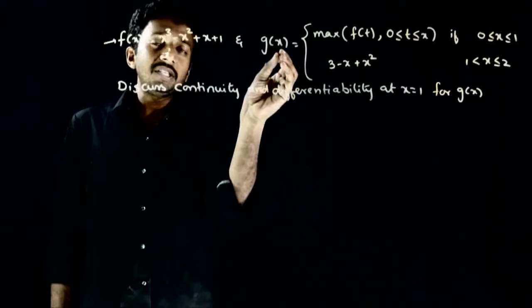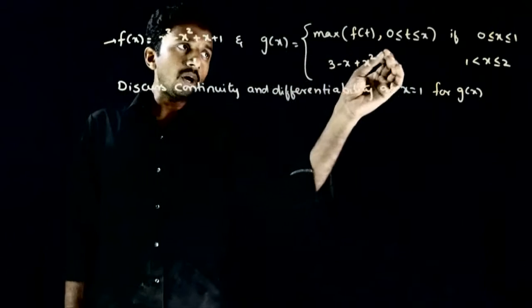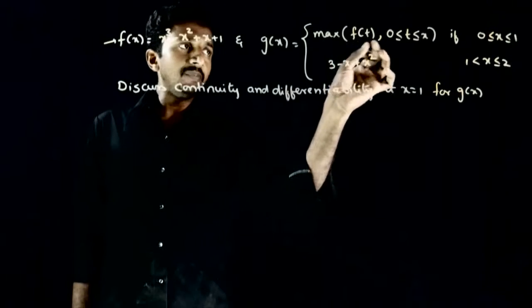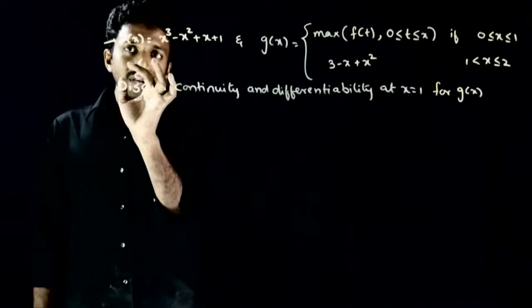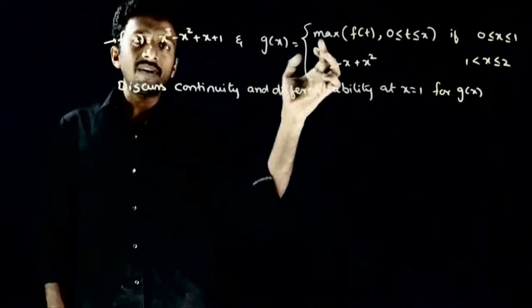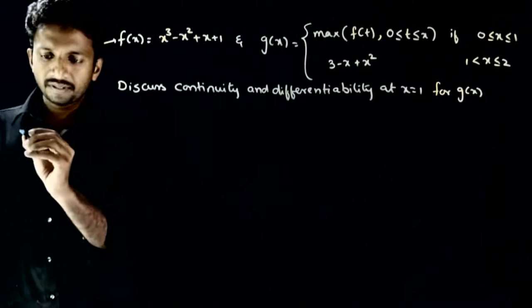इसका मतलब अगर g of half चाहिए आप मुझे, if I want g of half, I just want the maximum of f of t between 0 and half. 0 and half के बीच में f of x का maximum value क्या है? That will be the value of g of x. So first let us analyze my function f of x.